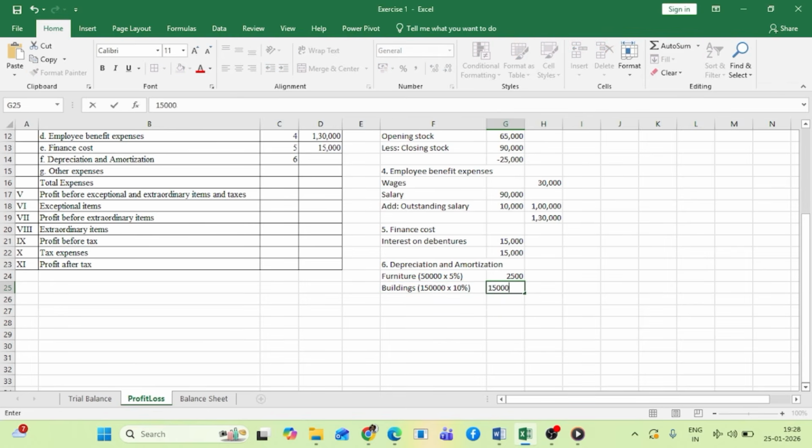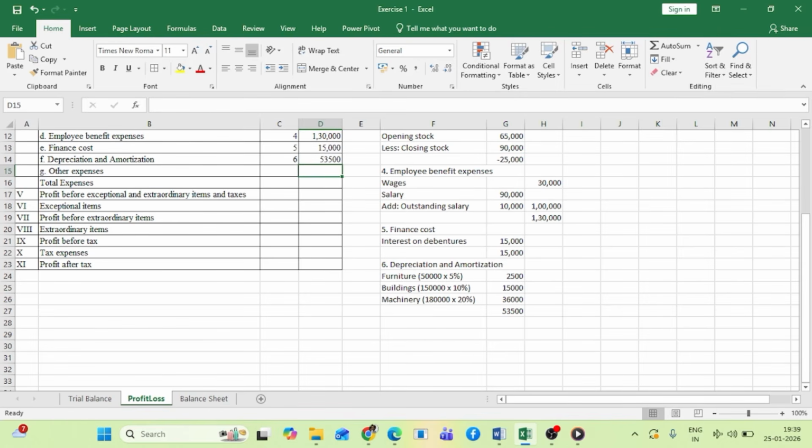15,000. Next, after building, another asset which should be depreciated is your machinery. The amount of machinery is 1,80,000 and the rate of depreciation is 20%. So the total depreciation on machinery is 36,000. So the total that is coming is 53,500, right? So 53,500 is the total of depreciation.